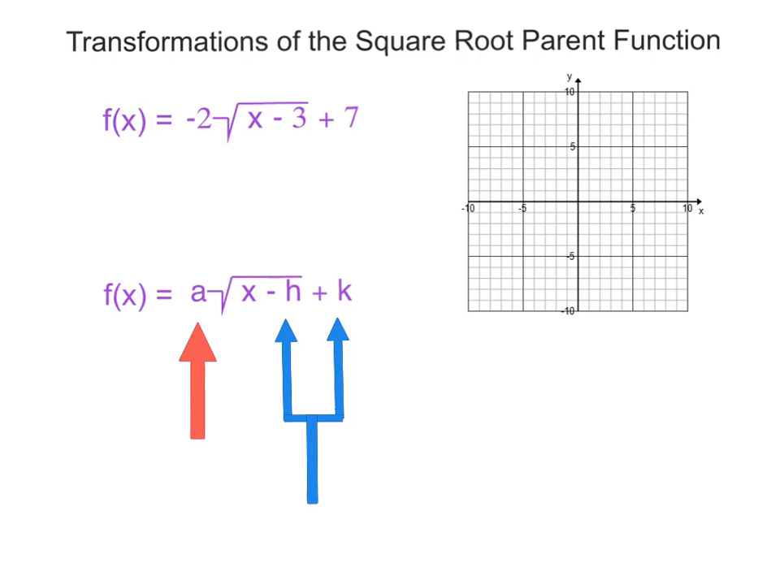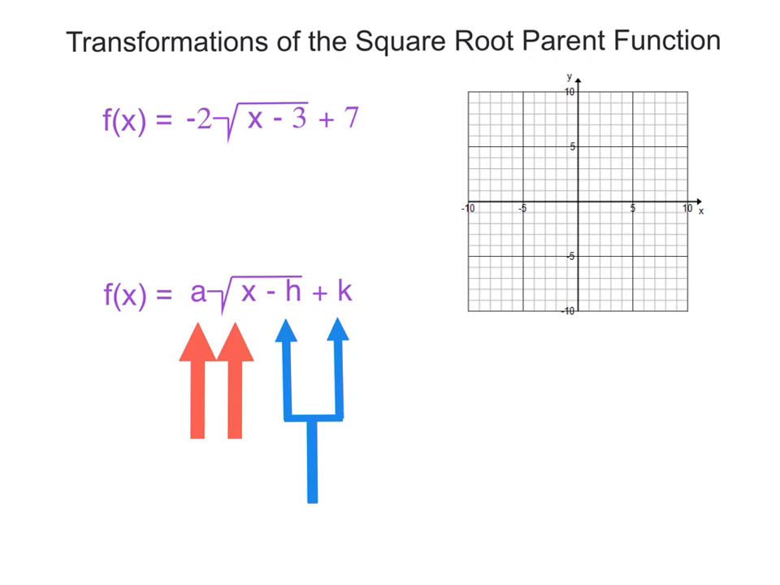Now we could create a table and plug values in for x and find the outputs and plot the points. But instead, I'm going to show you a shortcut for graphing square root functions. First of all, if you remember on the previous screen, the first graph went like this, right? So a square root graph is always going to curve either up and to the right like this, or up and to the left, or down and to the right, or down and to the left. Those are the 4 different ways that the square root function can curve.